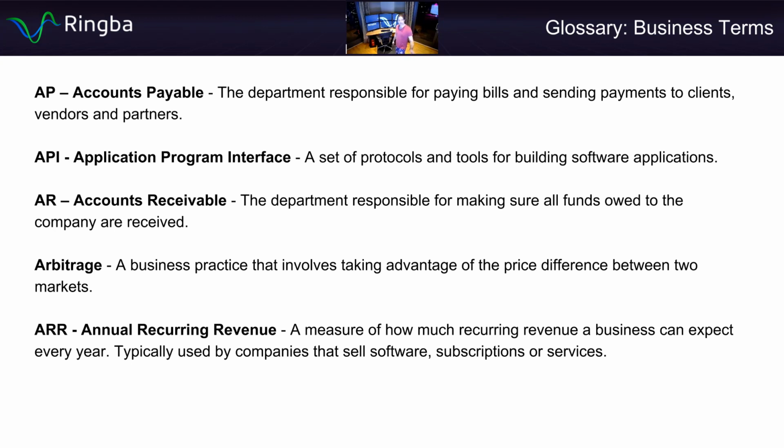API is an application program interface, and that's a set of protocols and tools for building software applications. So for instance, Ringba has an API, and that allows our clients to write applications, programs, and other pieces of software that integrate and interact with our platform to achieve a desired result.